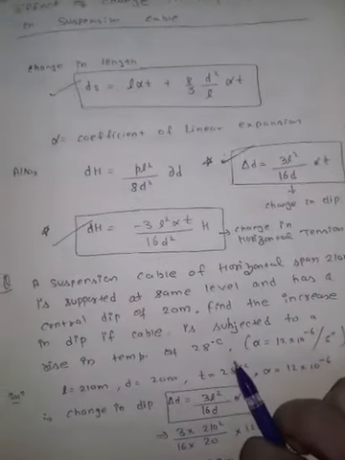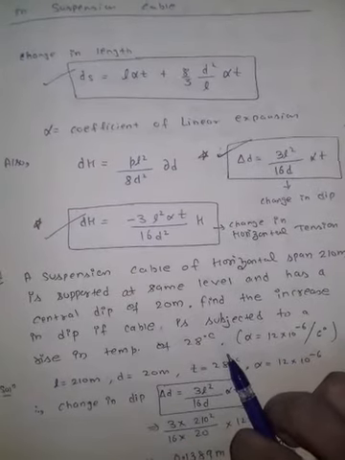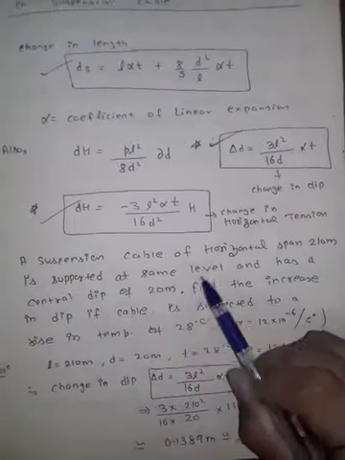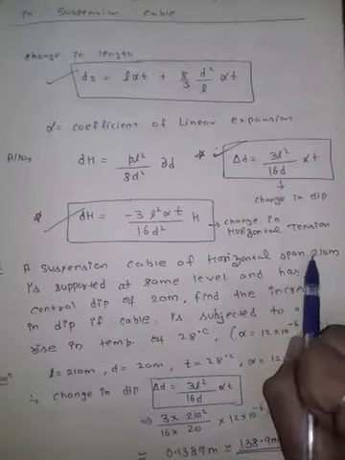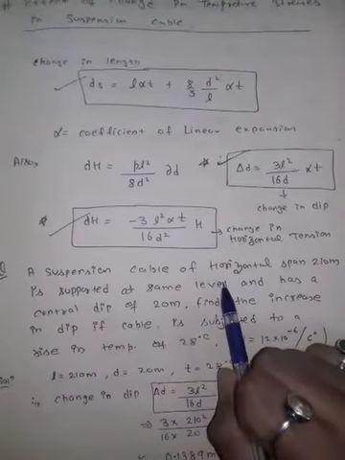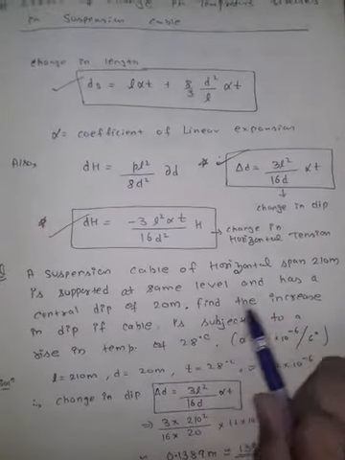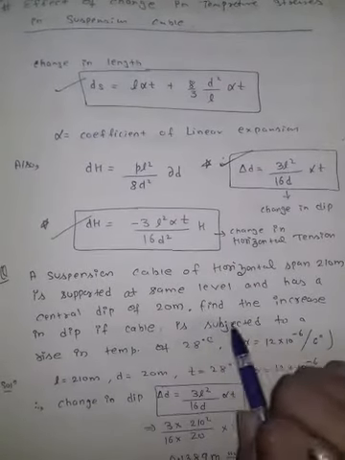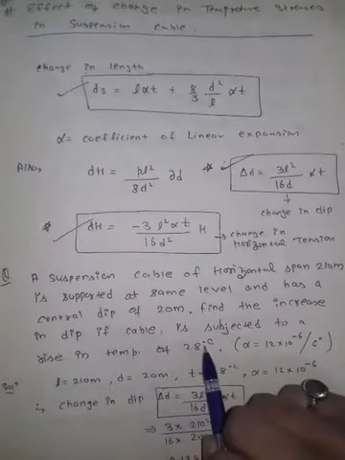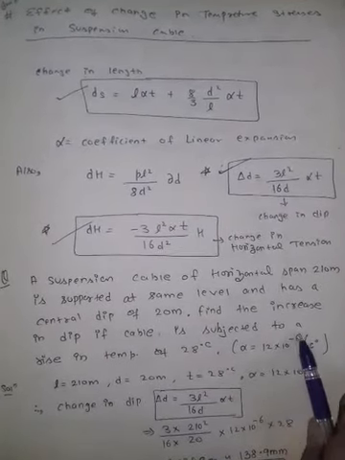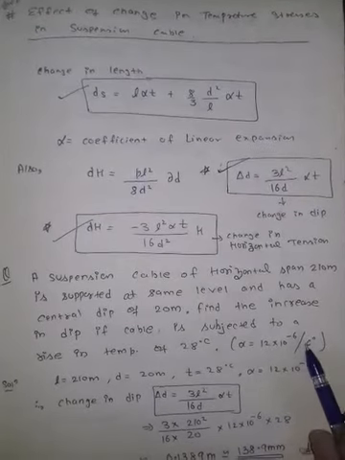Now we are taking one more example of how to apply this formula. In this question, a suspension cable of horizontal span 210 meter is supported at the same level and has a central dip of 20 meter. We have to find the increase in the dip if the cable is subjected to a rise in temperature of 28 degree, and alpha is equal to 12 multiplied by 10 to the power minus 6 per degree centigrade.